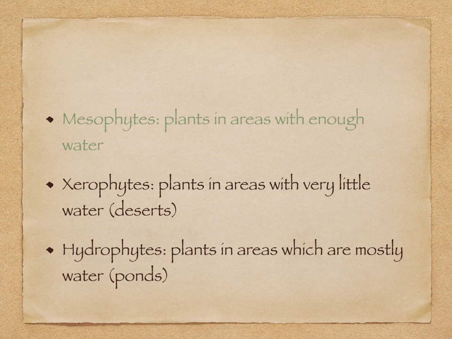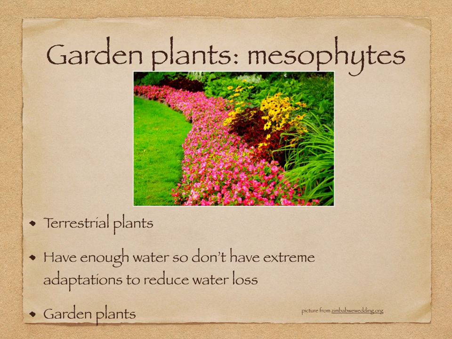Okay, let's have a look at mesophytes first. So mesophytes are plants that grow in areas with enough water. So an example would be garden plants. Now garden plants are grown for their colourful scented flowers and because they look attractive. They also provide shade. So mesophytes are terrestrial, which means land plants, which are adapted to neither particularly dry nor particularly wet environments. And they usually have enough water and do not have such extreme adaptations as are needed, for example, by desert plants. So many garden plants are mesophytes because gardeners can provide them with enough water.